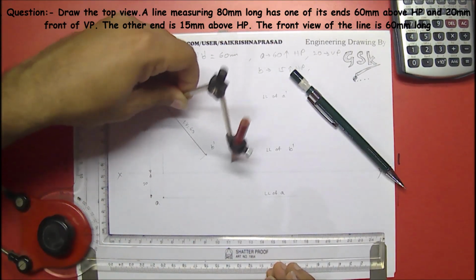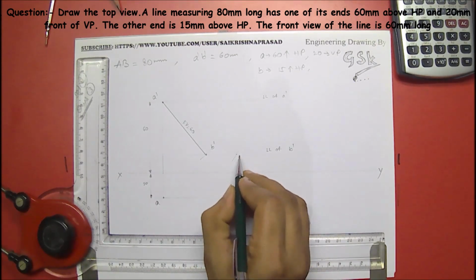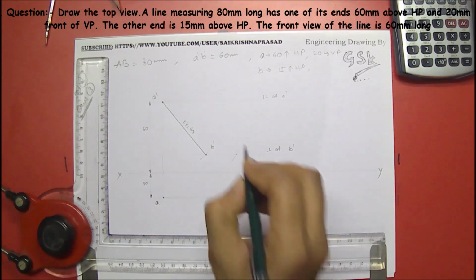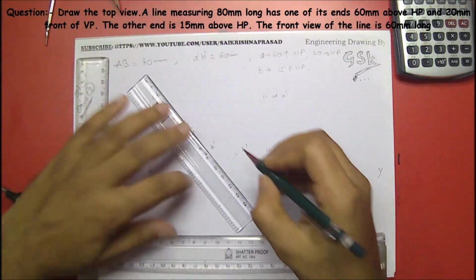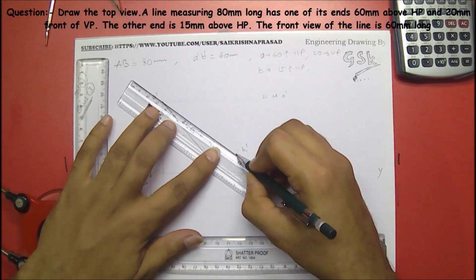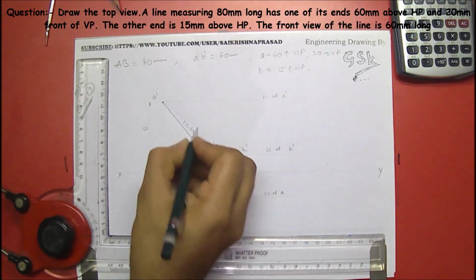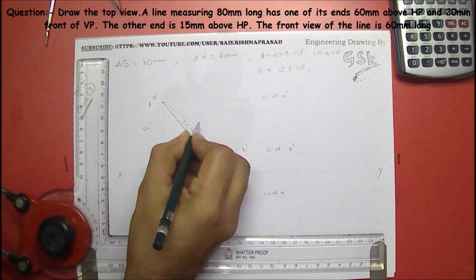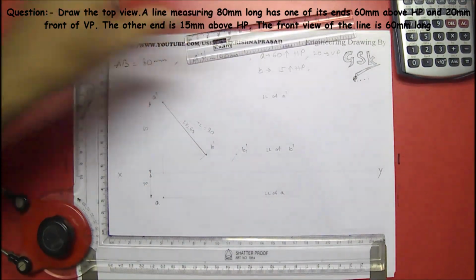And draw here. Now if one point is B dash, another point would be the reference point. Let me take it as V1 dash, and A dash V1 dash is the true length. Let me draw it light. This is true length 80 mm, right?